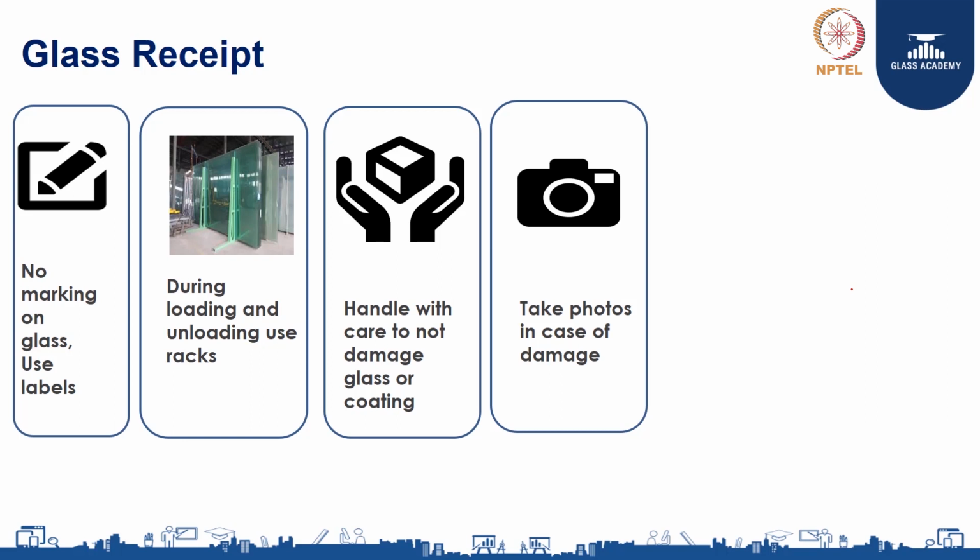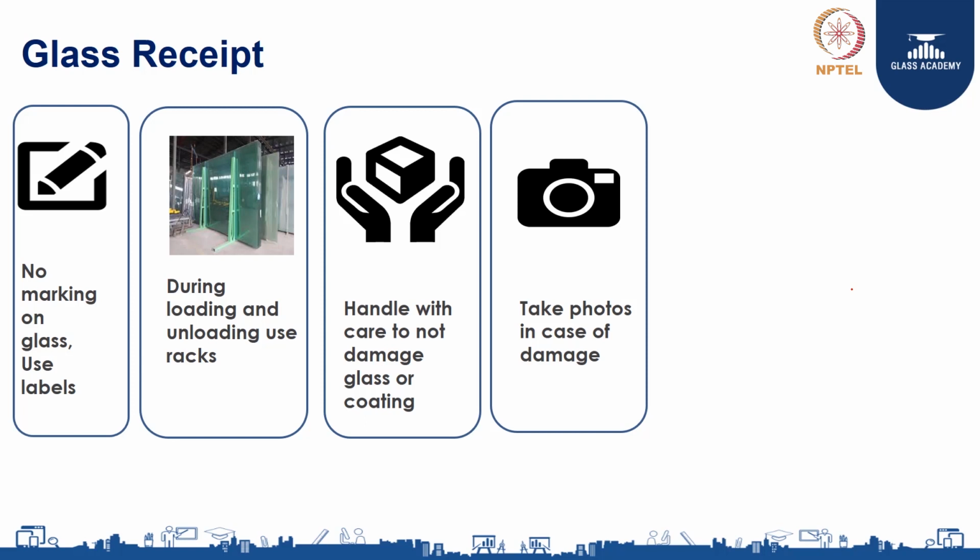During loading and unloading, use racks. These are the rack systems which you saw in the second picture. They have to be used extensively rather than using the wall. Most processors stack the entire pile against the wall, but we do not know how much strength the wall has, so we cannot predict. We have to use a proper rack system, either A-frame or L-rack. Handle the glass with care so as not to damage the glass or coating.